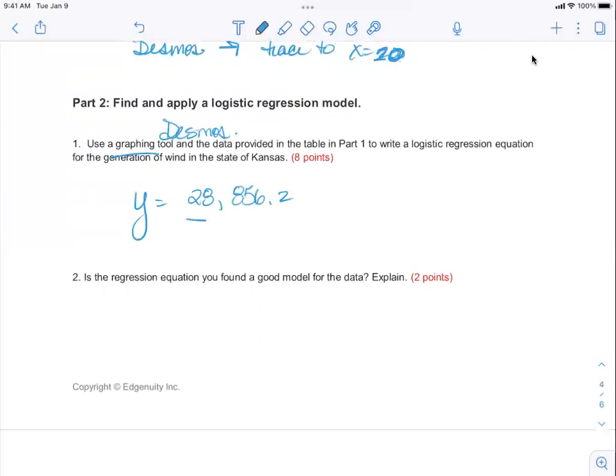28,856.2 over 1 plus... you know what, I'm going to say skip this. I guarantee that the students in the building are not working on this, and I don't want you to either. So this one's a skip. I won't mark it wrong when I look at your projects.